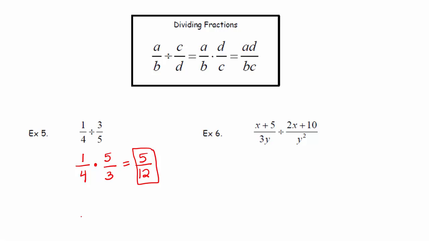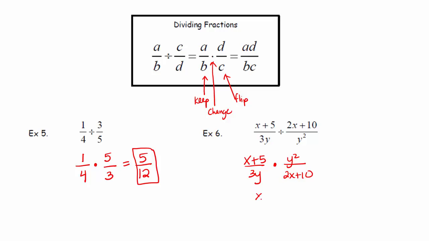All right, how about some with variables then? So for our last example, let's do our keep, change, flip. Let me write that up here. Keep, change, flip. Right, that's how I got this. I take a division problem, I turn it into a multiplication problem. Let's see if I can simplify anything. These y's I could do something with. And this can be factored, so I think we should factor that.